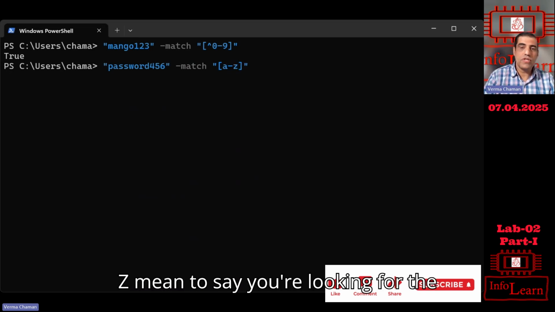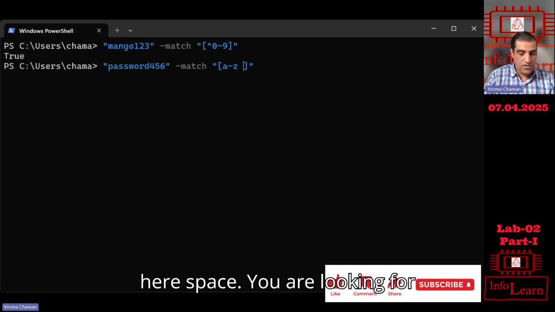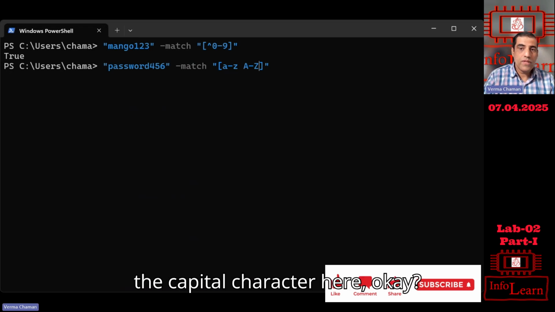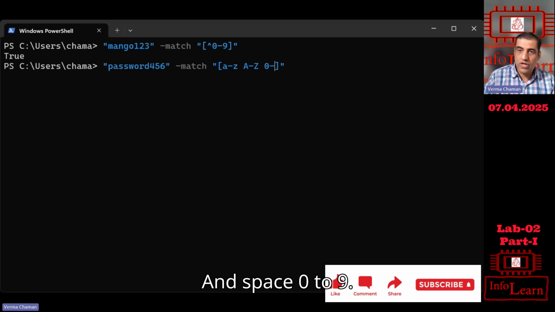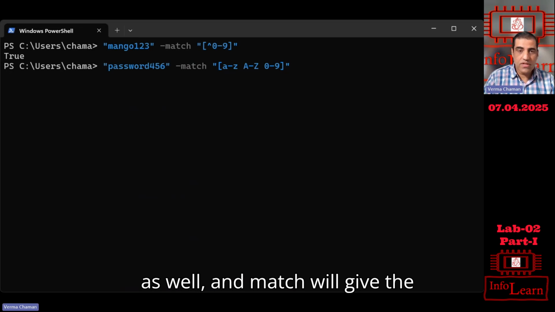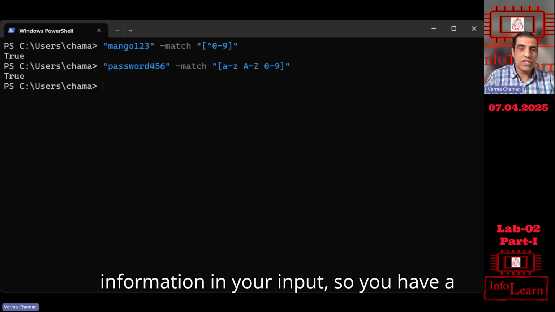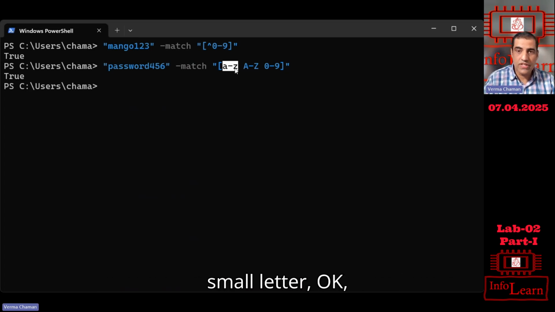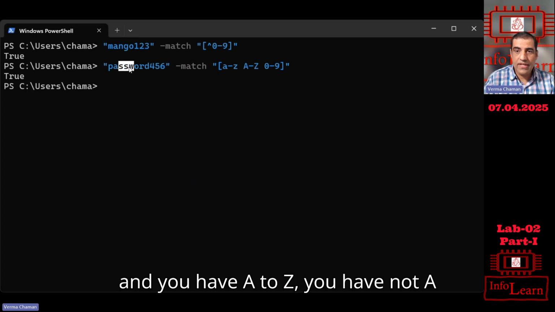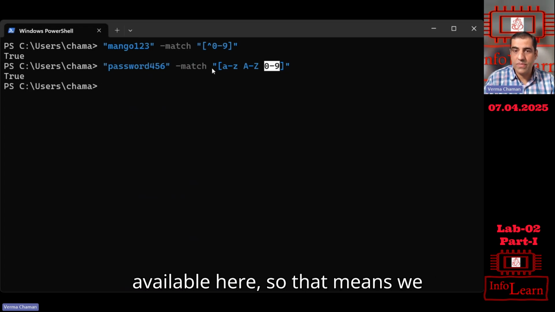So A to Z means you're looking for the small characters, right? And here, space, you are looking for the capital characters. Okay. And space 0 to 9. Now you are looking for the numbers as well, and match will give true because all this information is in your input. So you have a small letter, you have A to Z, you have not A to Z, meaning capital letter is not available here. So 0 to 9 is available here.